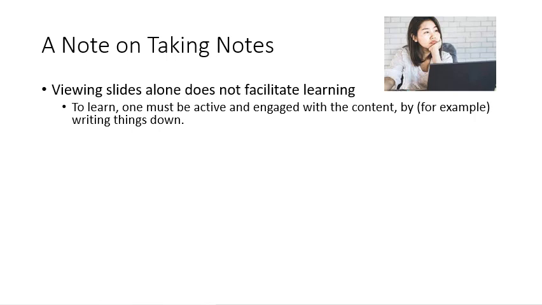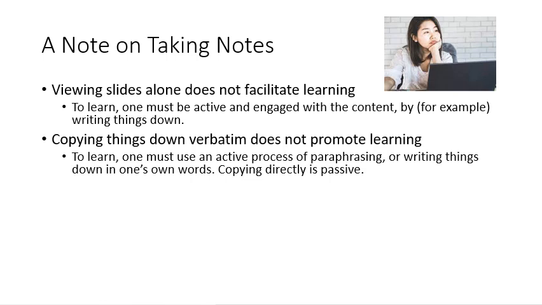So you already know by now that just looking at these slides does not help your learning. To learn, we have to be active and engaged with the content, and one way to do it is to write things down. But copying things down verbatim, word for word, like if you write down everything you see on this slide, it's still not going to help your learning. What you have to do is use an active process of paraphrasing. So whatever you hear and see, you have to write it down in your own words, in your own structure, with your own diagrams and images. You have to put your own take on it in order for it to be meaningful. If you copy it directly, it's passive. You won't learn anything.